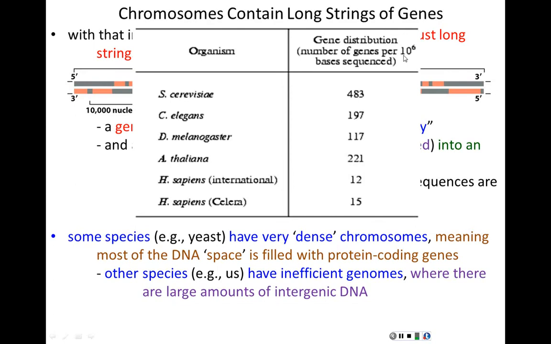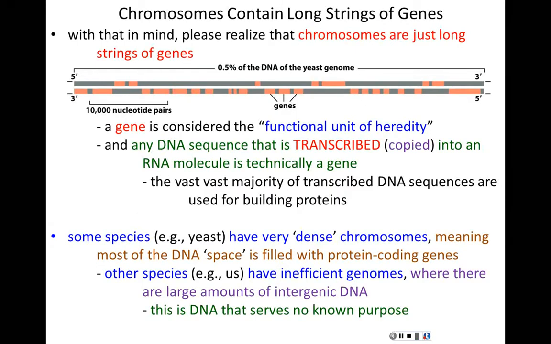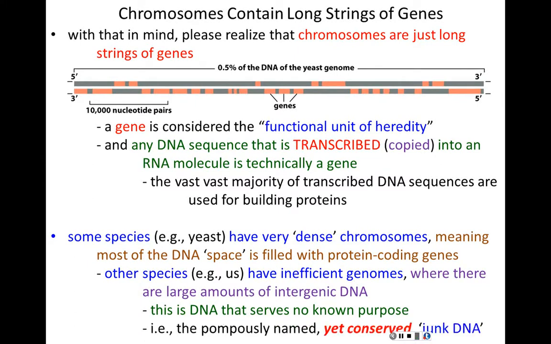Now, it is somewhat true that human genes are a little bit larger than genes from these lesser organisms, but not so much as to explain the discrepancy. The fact of the matter is we just have fewer genes per unit DNA in the human genome. And that's why we require 3.2 billion bases of DNA. So this intergenic DNA that doesn't contain genes, that doesn't code for proteins, seems to serve no known purpose. It is referred to as junk DNA.